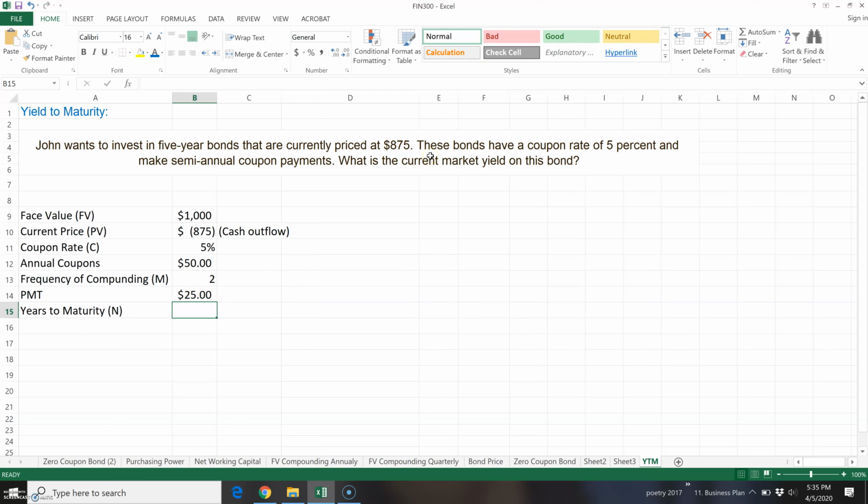In the question, it is mentioned that it is a 5-year bond. So just enter 5 in the years to maturity. For the calculation purpose, the number of periods will be equal to 5 multiplied by 2, which is the frequency of compounding. And why are we multiplying that? Because here they have mentioned it is a semi-annual coupon payment, or payment is made every 6 months. So the number of periods for payment will be 10 in this case.